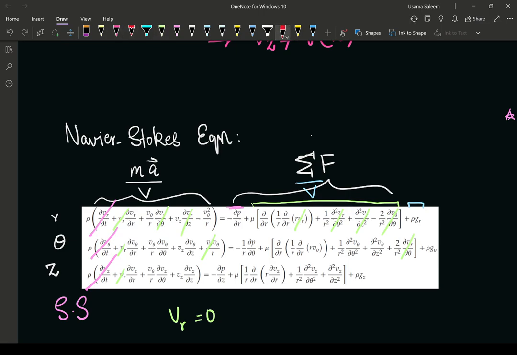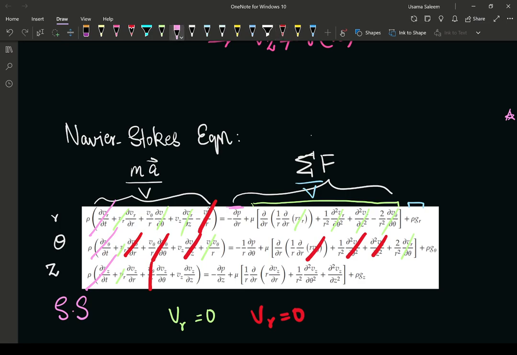Next up, V theta is also equal to 0, so I'm going to look for those terms and cancel them. This is fun. There you go, sneaky one. And yep, that's it.